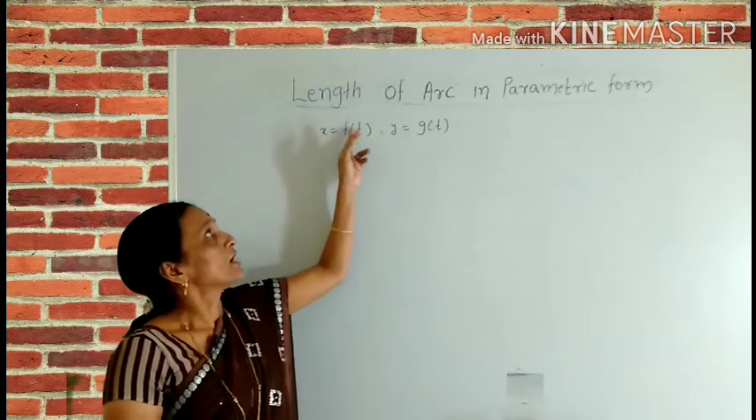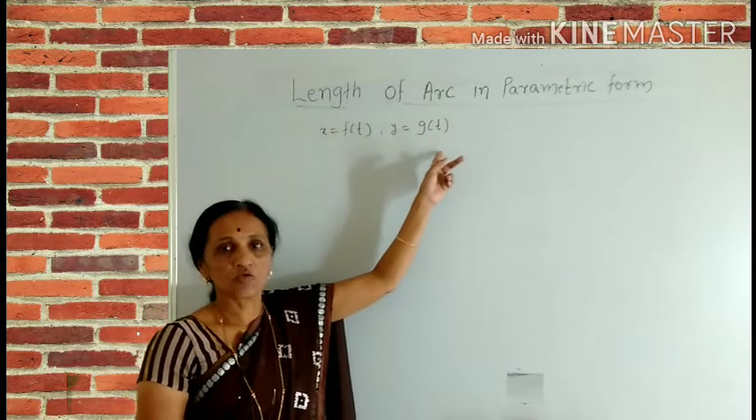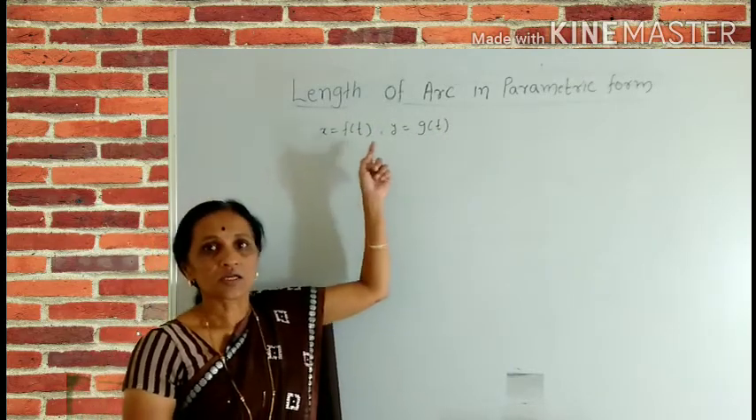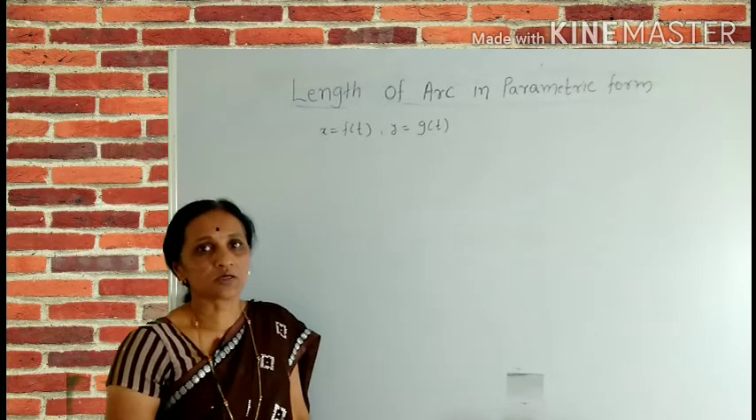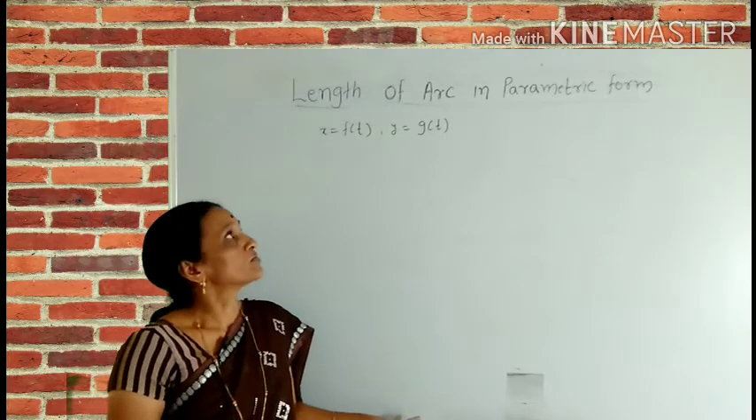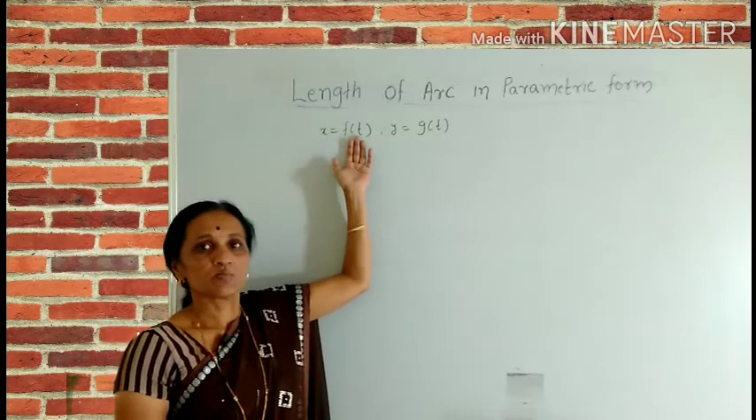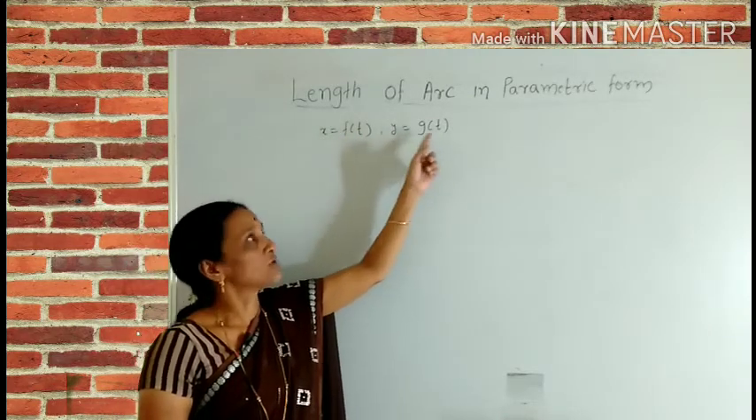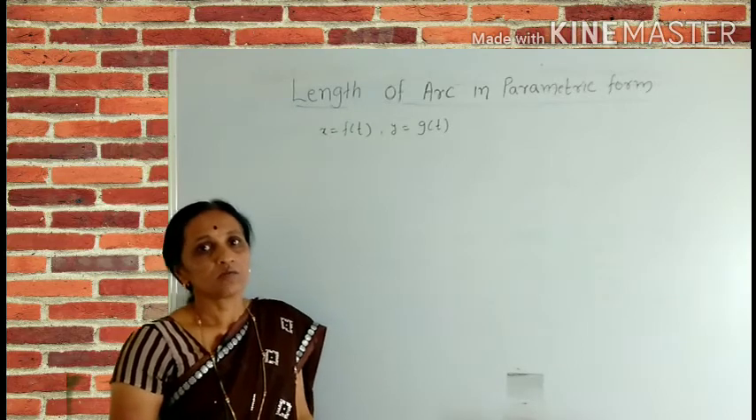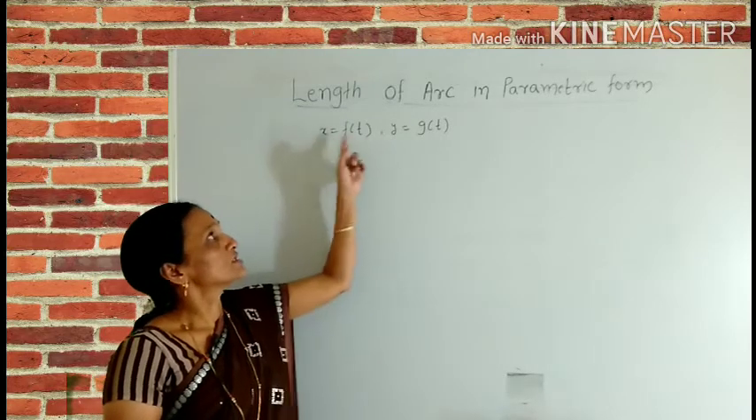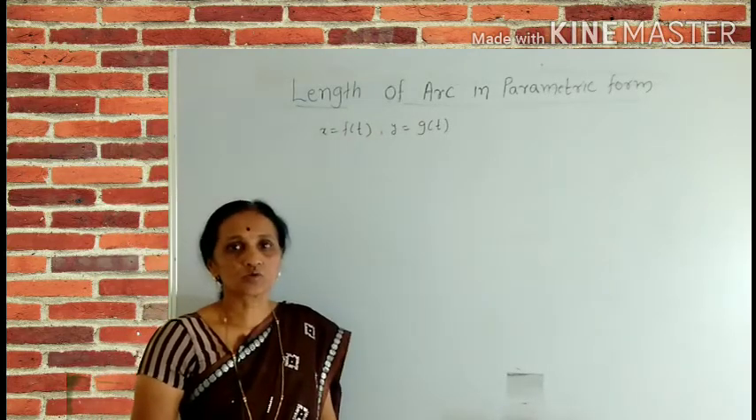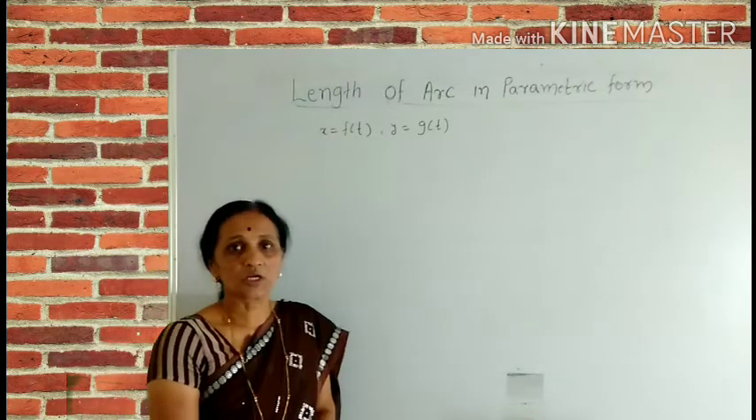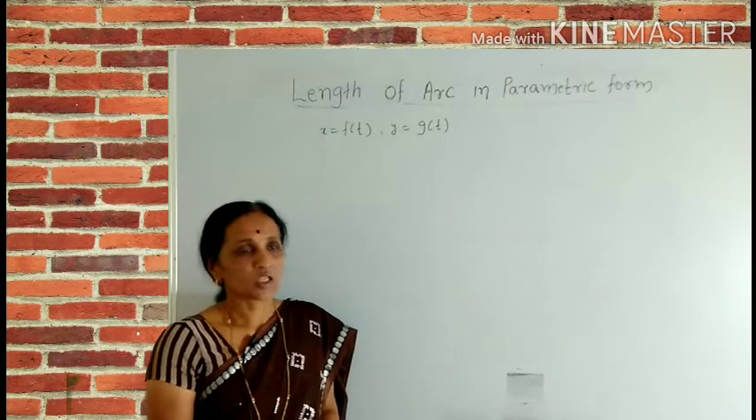Now here I consider t as the variable, so these parametric equations are in terms of the parameter t. We can consider any parameter, for example x is a function of theta and y is a function of theta, but we remember that both x and y are defined in terms of the same variable, and so we call this the parametric form of the curve.